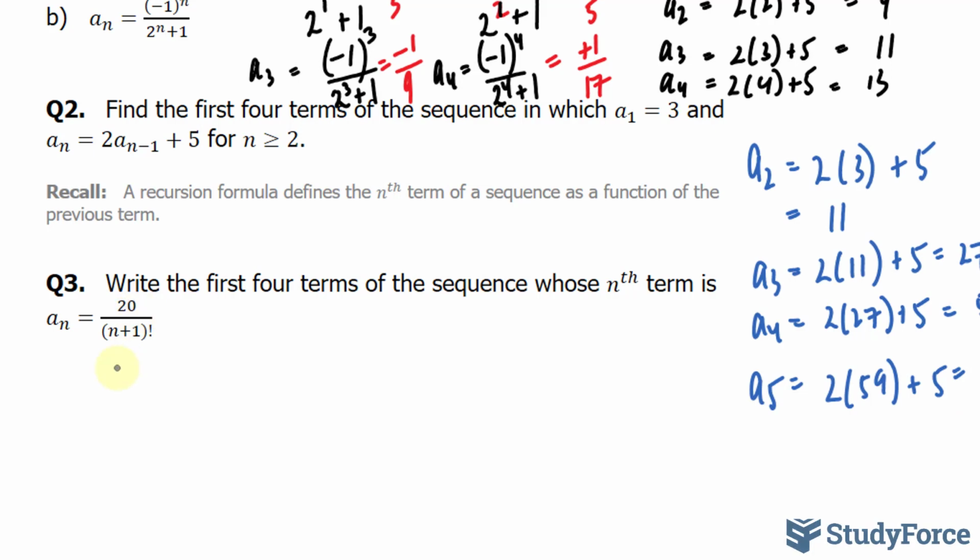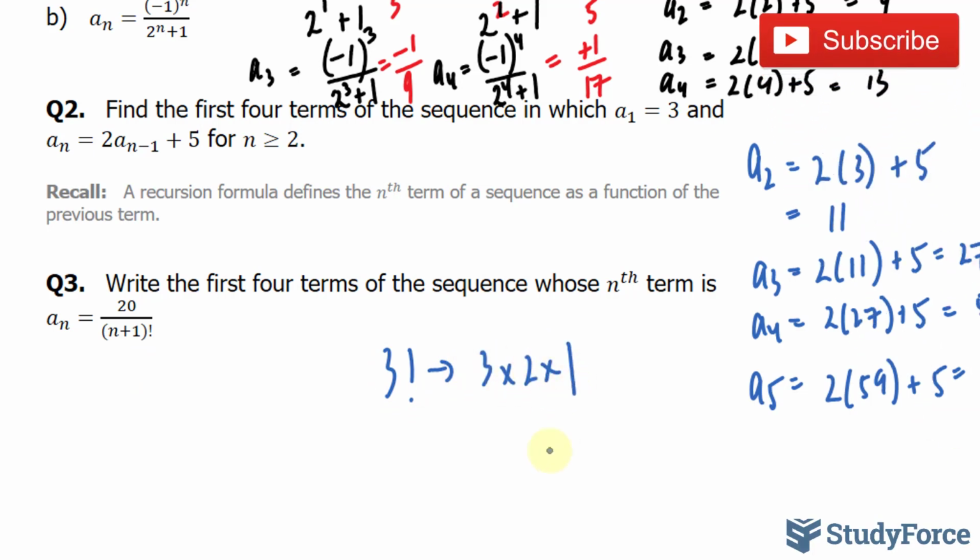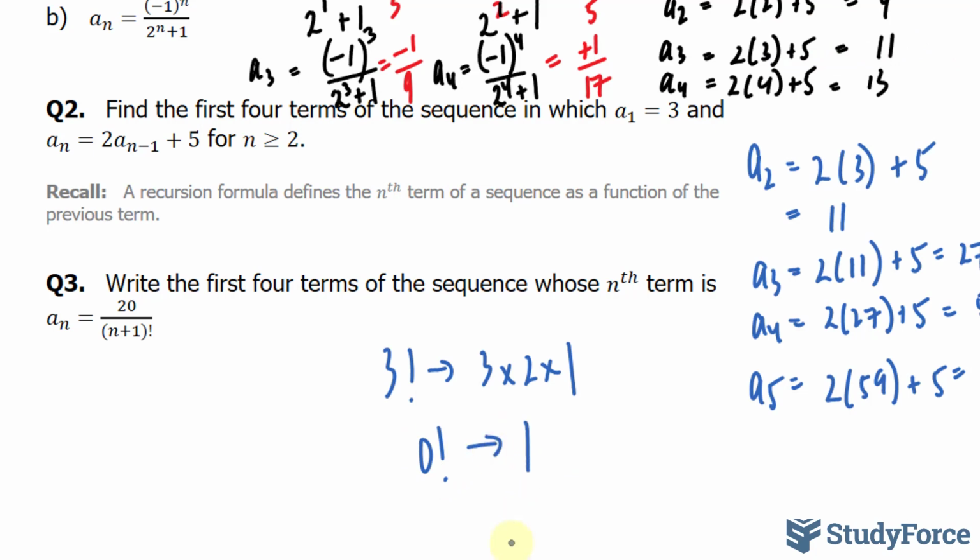Finally, in our last question, our general term looks like this, where we have 20 over n plus 1 and this exclamation mark. That exclamation mark is called a factorial, and what it simply means is, let's say we have 3 factorial. That's the same thing as saying 3 times 2 times 1. If you have 5 factorial, it's like saying 5 times 4 times 3 times 2 times 1, and so on. If you have 0 factorial, that's a special case. We just say it's equal to 1.